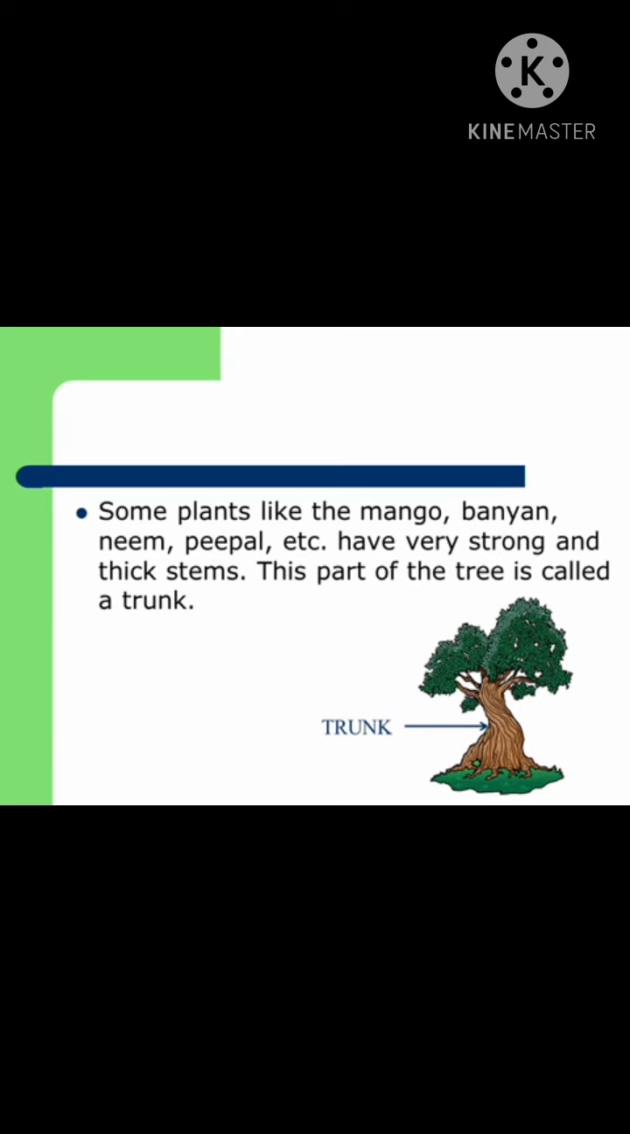Some plants like the mango, banyan, neem, peepal, etc. have very strong and thick stems. This part of the tree is called a trunk. Now kids, can you see the diagram here? The thick part of the tree, the strong and thick stem, is known as trunk.